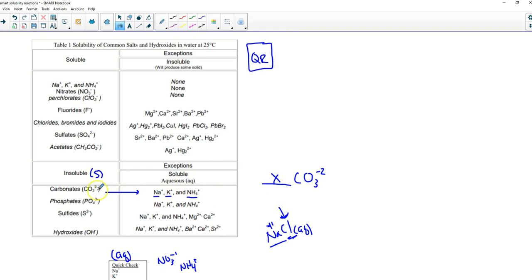All right, so sodium carbonate dissolves nicely. I put an S there just to remind myself of that. Okay, these anions, for the most part, are soluble, and these are the exceptions. So let's take a moment and walk through our example of this.